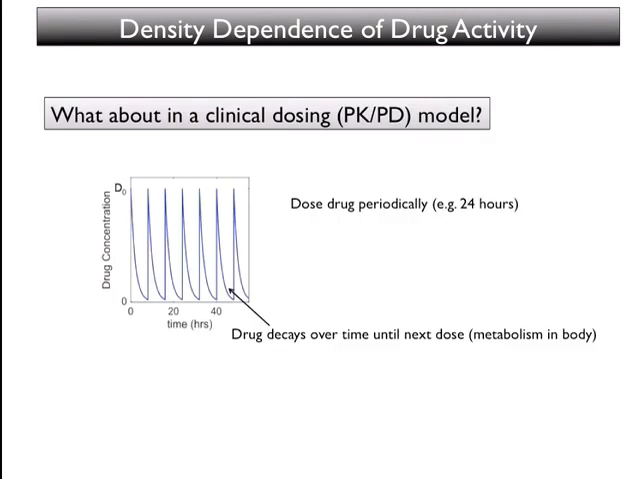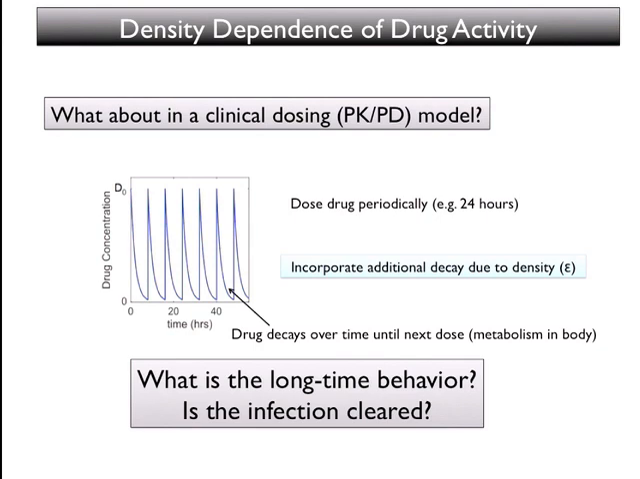And then we said, well, what about if we take a clinical model? We take some type of pharmacokinetic, pharmacodynamic model where the drug is being dosed periodically every day or every 8 hours or something like this. And we ask now, in this case, the drug's decaying because of some type of metabolism in the body, not due to the density dependence. But we add to this model the density dependence that we measure with this parameter epsilon. And then we ask, what's the long-time behavior? Can you clear the infection? This is a really simple model.